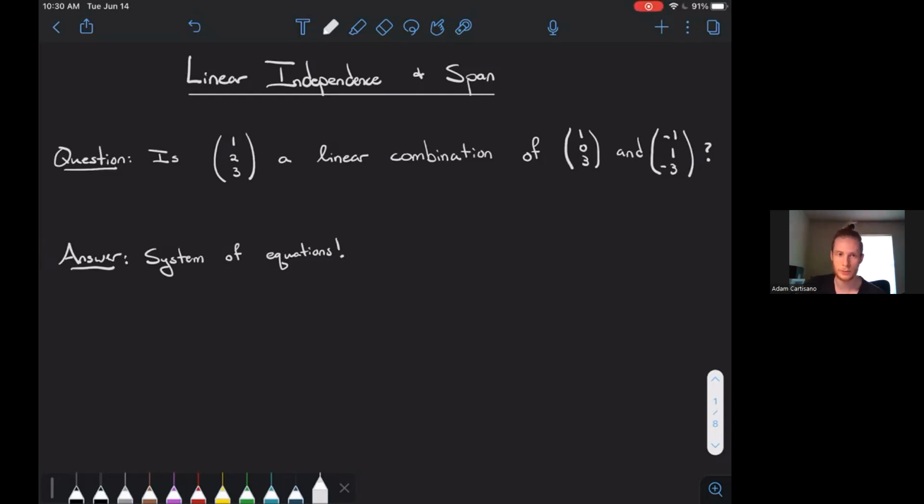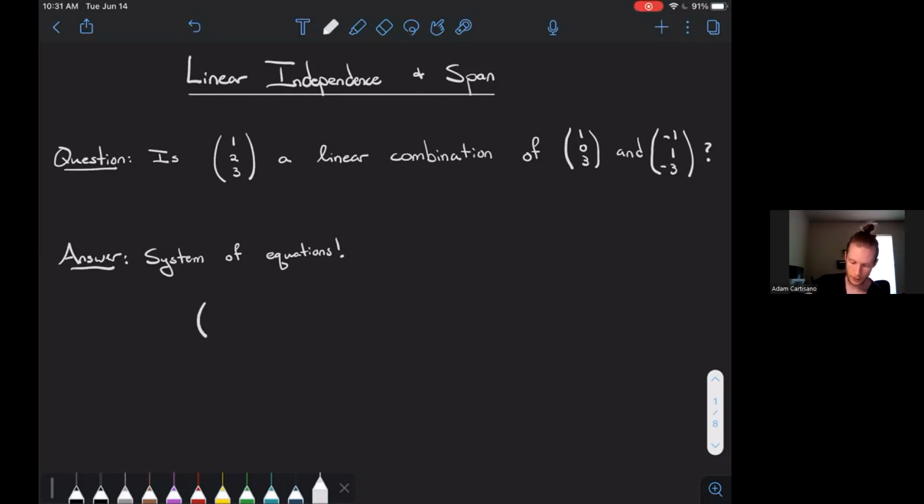So we have a leading question, which is: is the vector (1, 2, 3) a linear combination of these other two vectors, (1, 0, 3) and (-1, 1, -3)? To answer this question, we can actually create a system of equations, right? So what does it mean for (1, 2, 3) to be a linear combination of these two vectors?